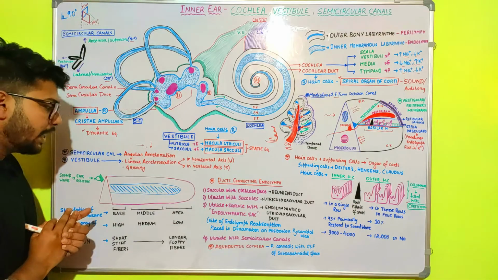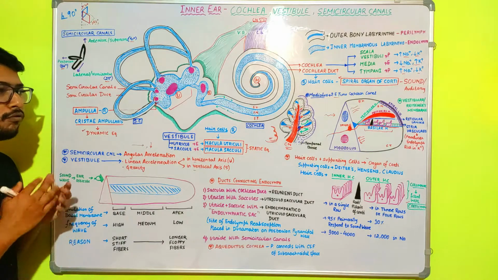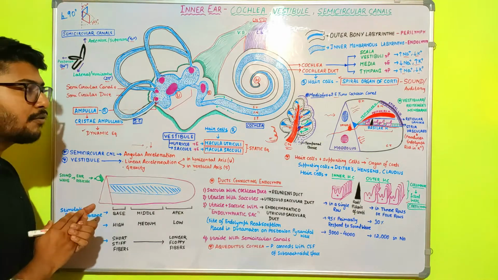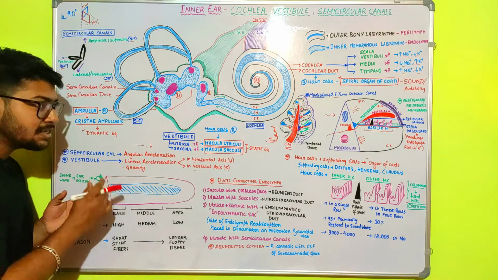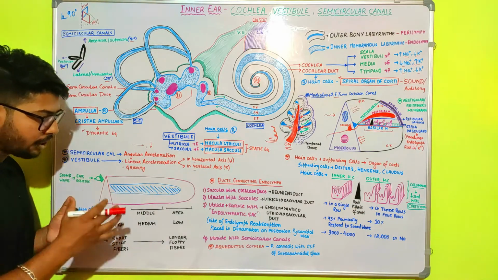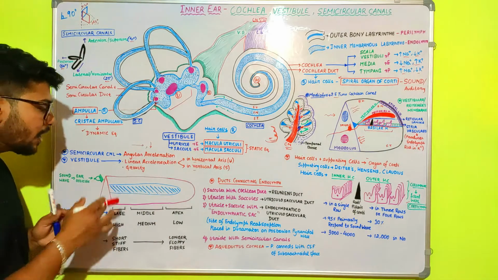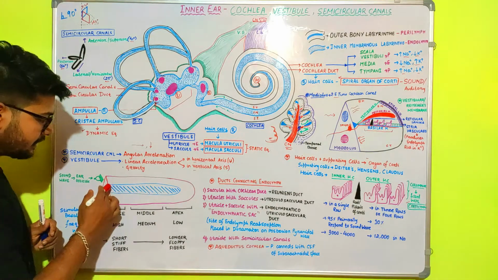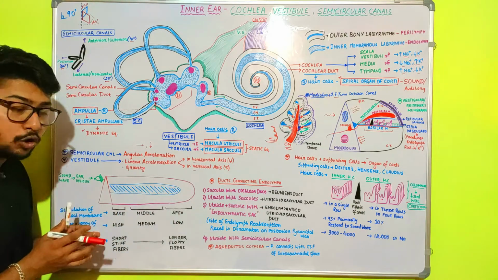Next we are going to read about the concept of why the high frequency sound is much more audible in the base of the cochlea, whereas low frequency sound is audible at the apex of the cochlea. Okay, so try to understand this figure, that this is the basilar membrane and here it is having the helicotrema.